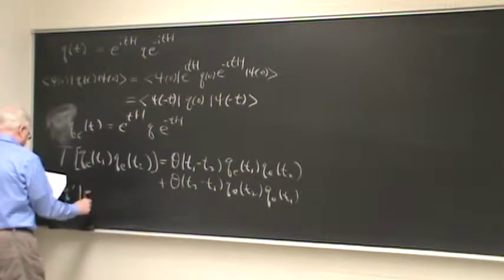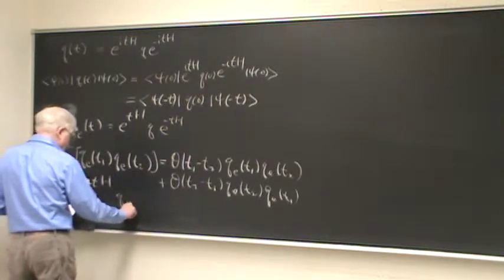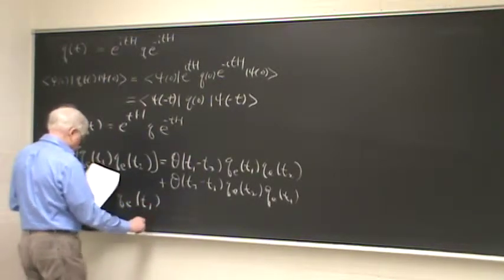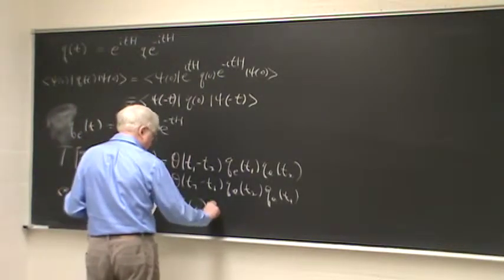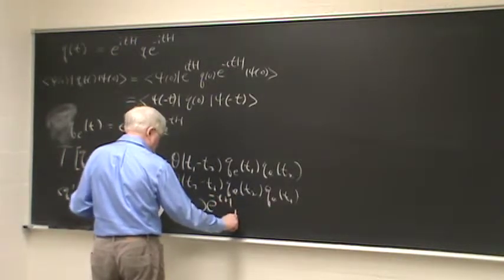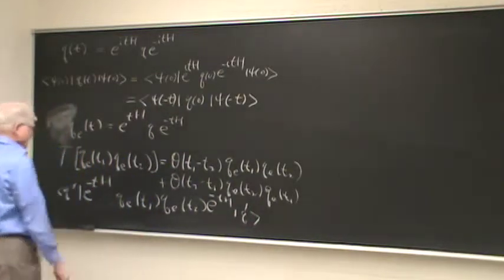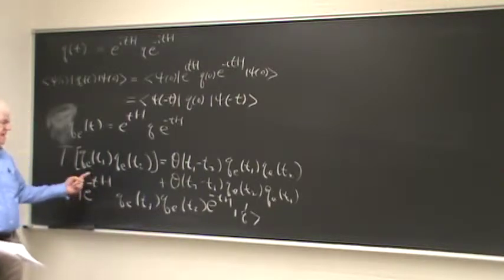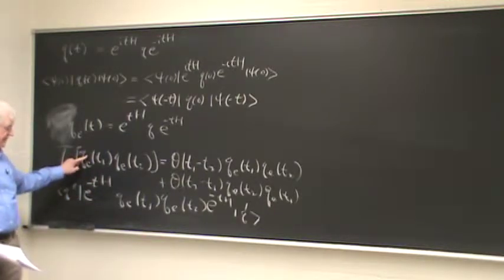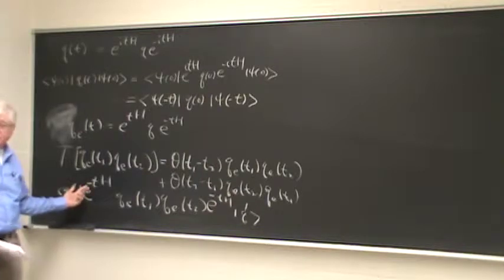So I want to have e to the minus tH, Q_E of T1, Q_E of T2, e to the minus tH, and then let us say, well, if I call this Q prime, I'll call that Q. So let's consider this. What is this? This is the time-ordered product, Euclidean time-ordered product, for the case T1 later than T2, sandwiched between two e to the minus tH's.